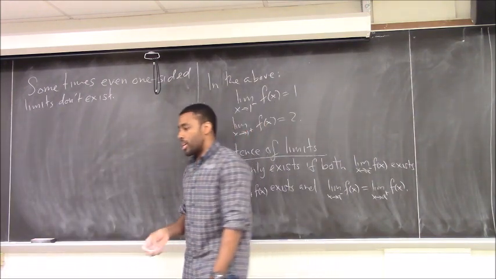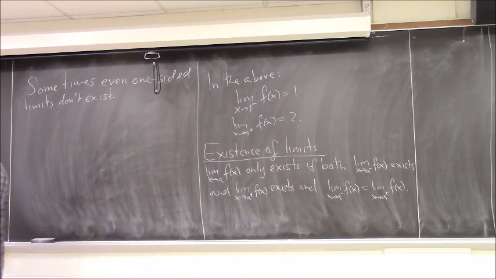But yes, the limit of 1 over x as x approaches 0 does not exist, but the one-sided limits we can define to exist. We can define the left side to be negative infinity while the right side equals positive infinity, and those two don't connect.